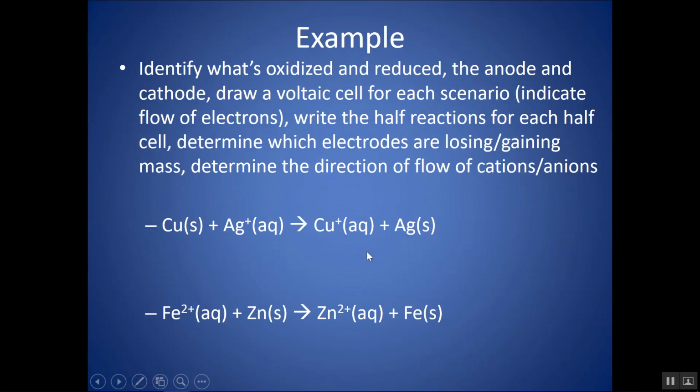Okay. So let's do an example. Let's look at this example here. We're going to do all of these things. Figure out what's oxidized, reduced, anode, cathode. Draw a voltaic cell. Write the half reactions. Tell me which electrodes are gaining, losing mass. Show me the direction of ion flow. All right. So let's do this first one. So let's figure out what's oxidized and reduced. And again, you might want to pause the video first, try all these things, and we'll do it together.